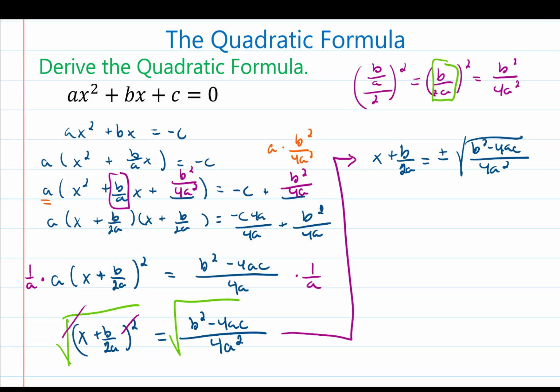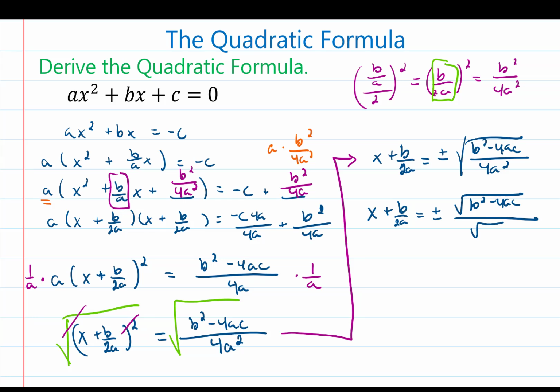Okay, I need to clean that up a little bit. I'm not happy with the way that looks. So to do that, I'm going to start by breaking up the radical. So I have x plus b over 2a is equal to plus or minus all the square root of b squared minus 4ac in the numerator. Now there's nothing I can do with that to simplify it. That's going to remain as is.